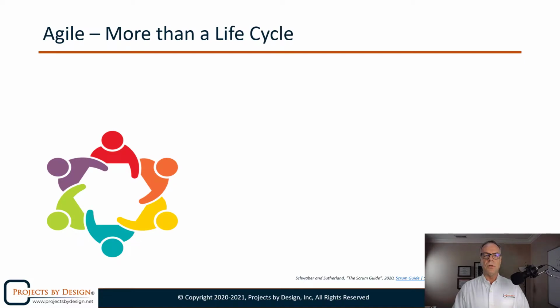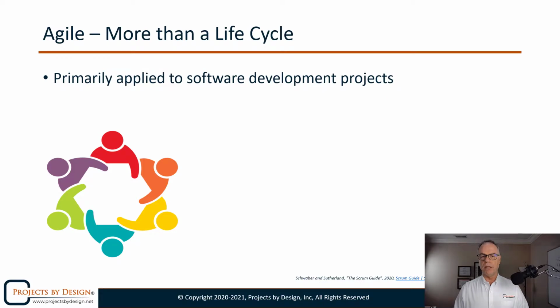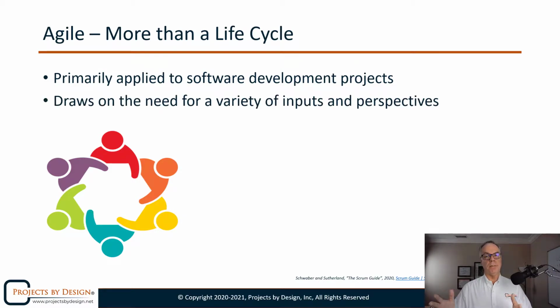However, Agile is more than a life cycle. It is primarily applied to software development projects, but it can also apply to other situations where there's a lot of unknowns as well. Again, if you want to move towards routine as quickly as possible, you can do that with Agile. It draws on the need for a variety of inputs and perspectives. We want everybody working together on the same thing in order to make sure all perspectives are applied universally to ensure the best working product so that it can be released.